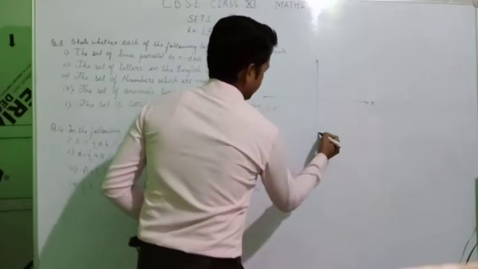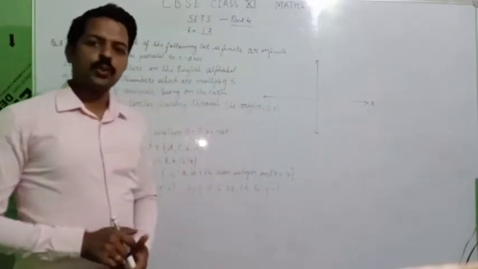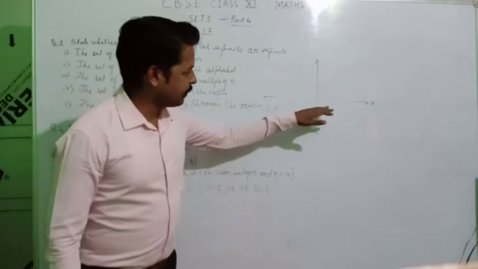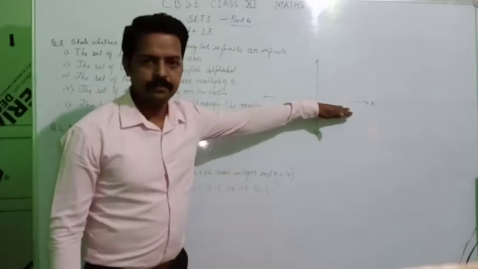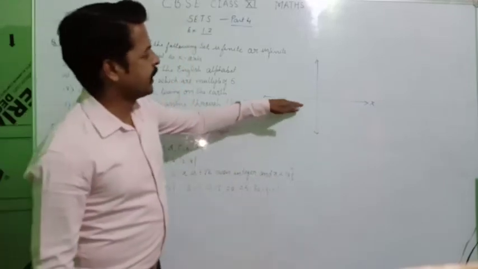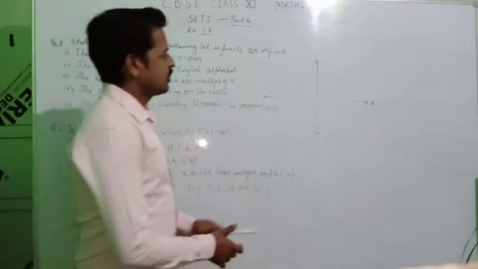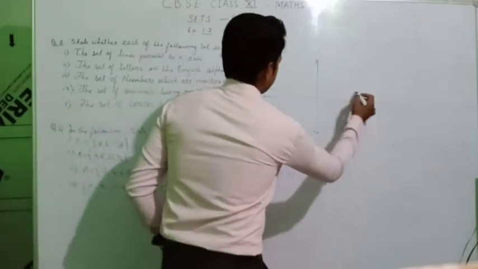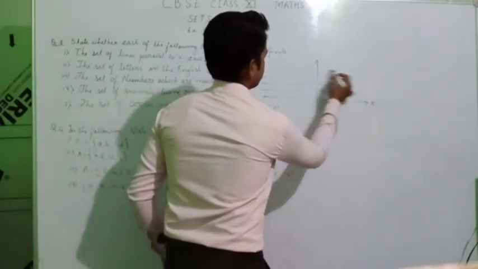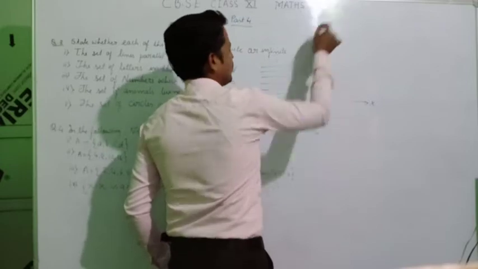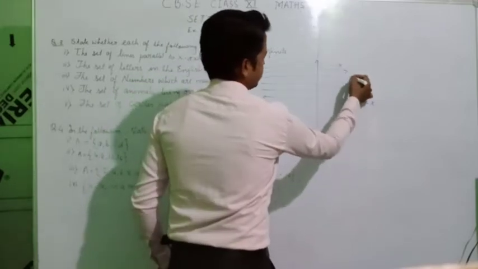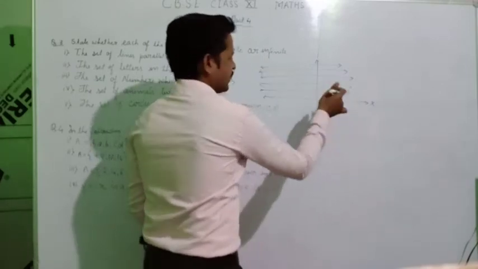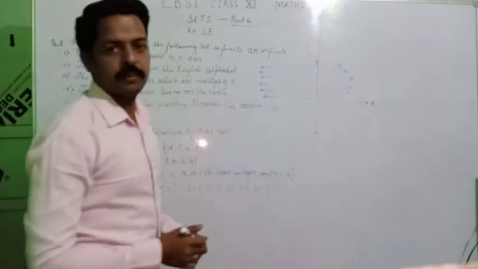this is y axis. In class 9th Euclid's axiom we have studied that we can draw a line parallel to a given line. So on the y axis there are many points, so we can draw an infinite number of lines which are parallel to x axis, because this line is continuous, so we can draw an infinite number of lines parallel to this one.